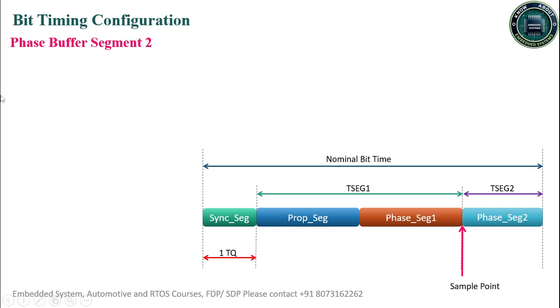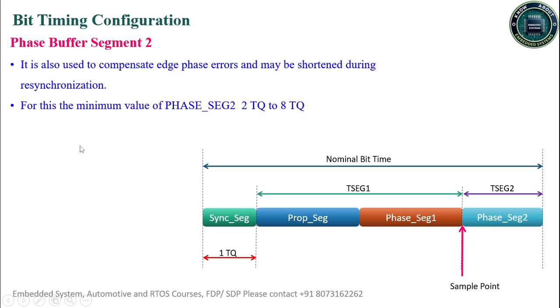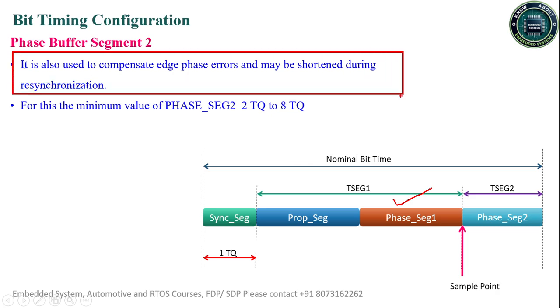Next, we have the last one, phase segment buffer 2. What do you mean by phase segment buffer 2? This is also used to correct the phase errors which are occurring in the sync segment. This is used for shortening the bit duration. Phase segment buffer 1 is used for lengthening the bit duration, and phase segment buffer 2 is used for shortening the bit duration. This will take a minimum of 2 and a maximum of up to 8 time quanta. So these are all the 4 segments we are going to use in our CAN in order to configure bit timing: sync segment, propagation segment, phase segment buffer 1 and phase segment buffer 2.